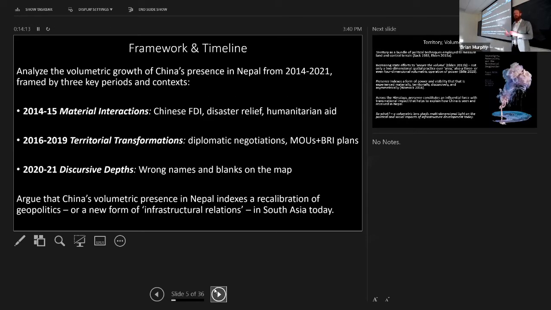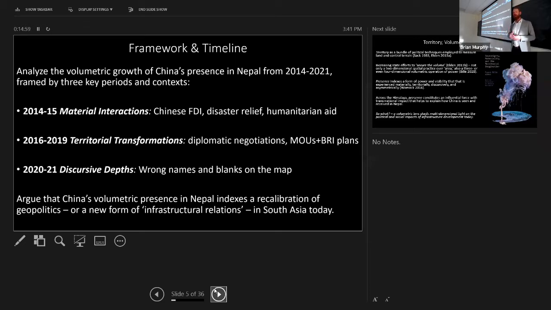So those are the questions. And now my framework and timeline has a particular temporal order here, that I will talk about. This is the volumetric growth of China's presence in Nepal, going back about seven or nearly 8 years, beginning in 2014, when there was a transformation in China's really material engagements in Nepal, largely with respect to Chinese foreign direct investment, but also advanced through post-earthquake disaster relief and humanitarian aid that operated both in pre- and post-earthquake contexts.